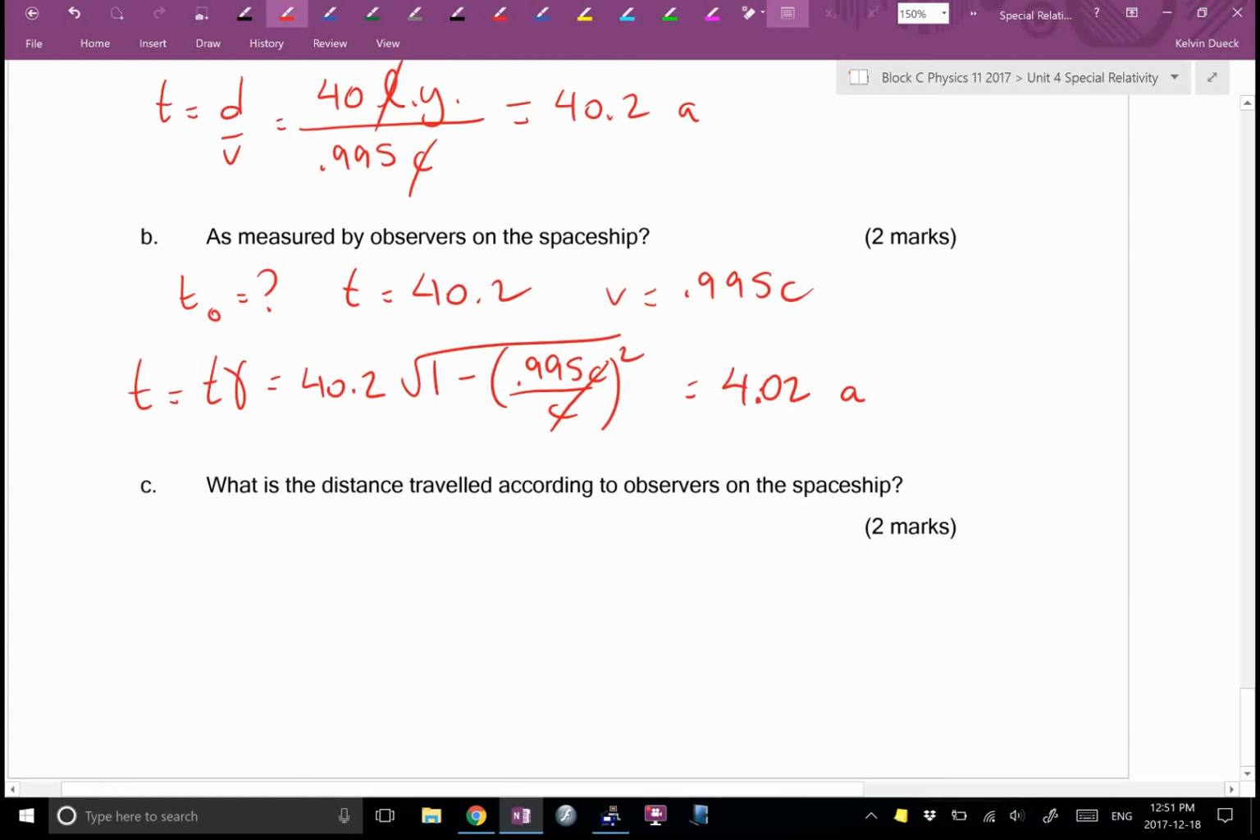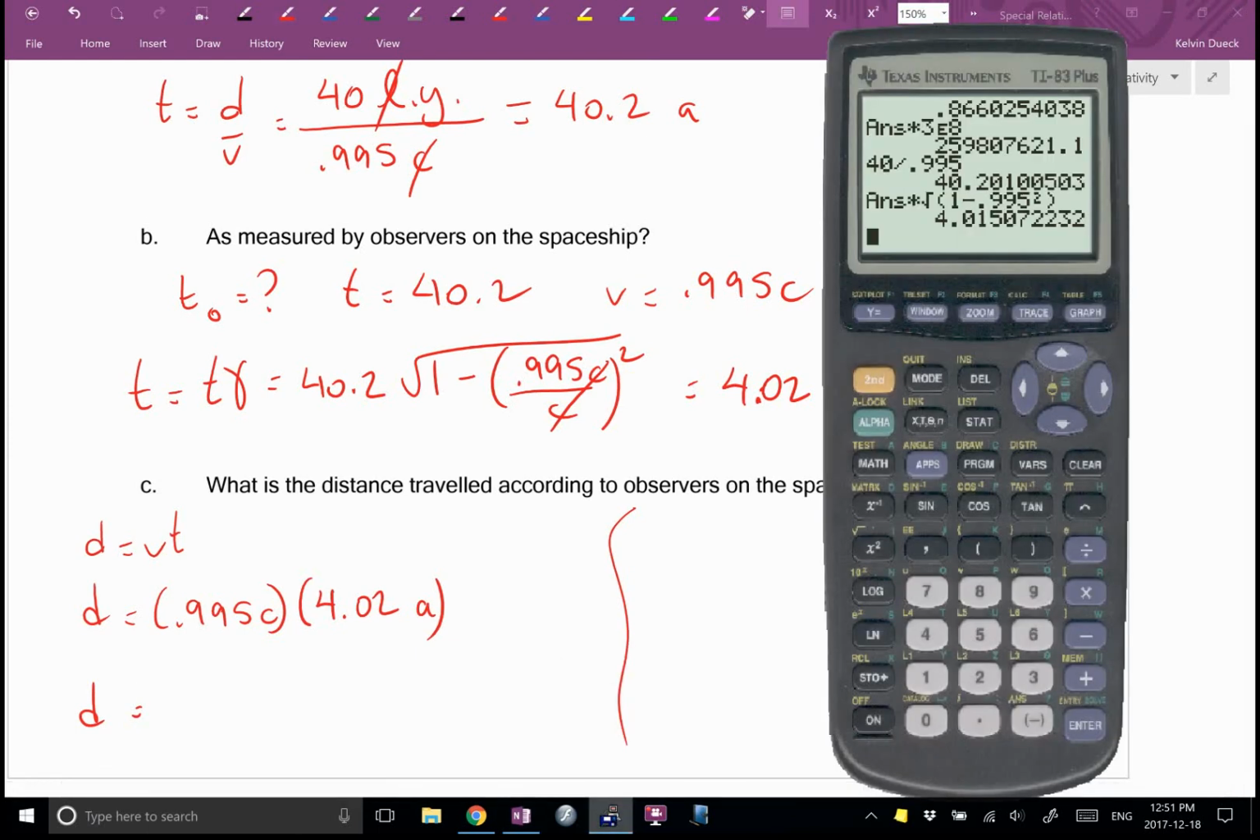What is the distance traveled? So there's two ways to do C. One way is to say, well, distance is speed times time. Distance is 0.995 c times 4.02 years. And the time, since that's the speed that we're moving at on the spaceship, I'll use the time that we're experiencing on the spaceship. And if I do that, I'll get that even though the Earth thinks that it's 40 light years away, the spaceship will measure that it's 3.99 light years away.